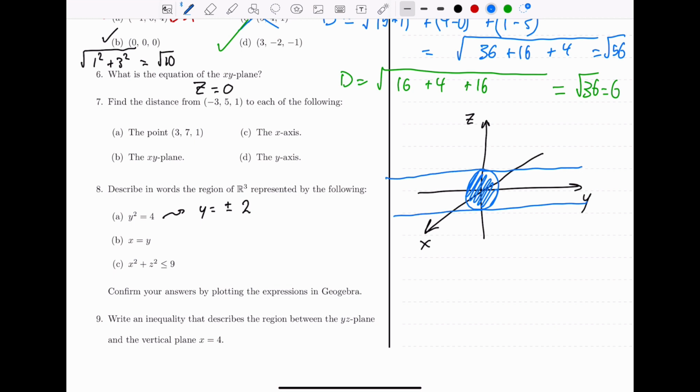It's a filled cylinder as well. So we just have a cylinder with radius 3 that stretches infinitely far in the y directions, and it satisfies x squared plus z squared less than or equal to 9. Let's confirm our answers by plotting these in GeoGebra.